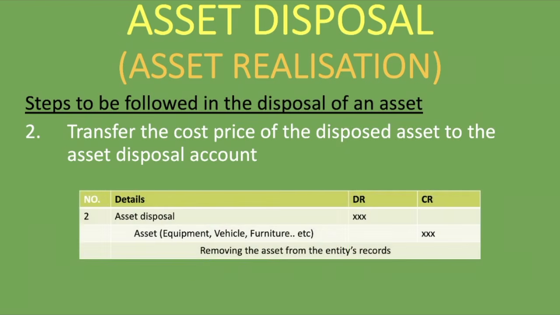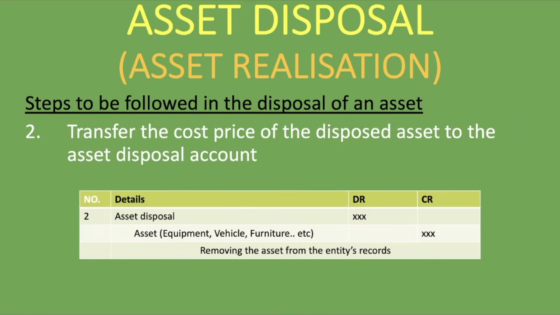Well, it's quite easy to do this. You debit asset disposal and then you credit the asset. I put "credit asset" there because the asset might be equipment, it might be a vehicle, it might be furniture, it might be a building. So whatever that asset is, you put the name of that asset. If it was equipment, then you would debit asset disposal and credit equipment. But just know that you credit the asset.